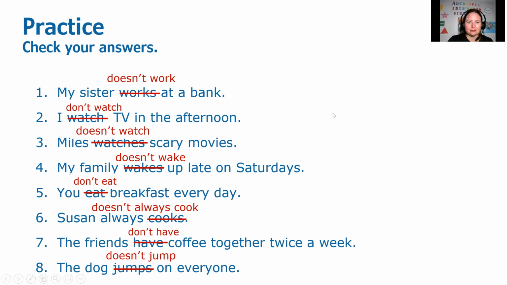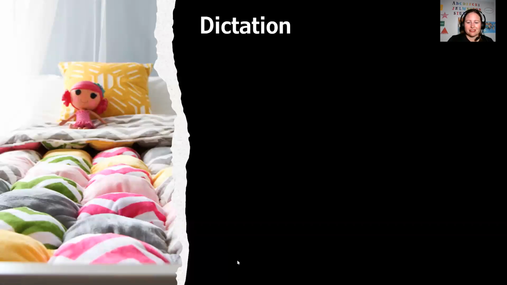Okay. Moving on to dictation. Number 1, I do laundry twice a week. I do the laundry twice a week. I do the laundry twice a week. Laundry is clothing. Wash the clothes. I do the laundry twice a week.